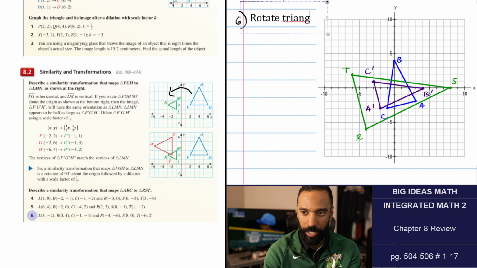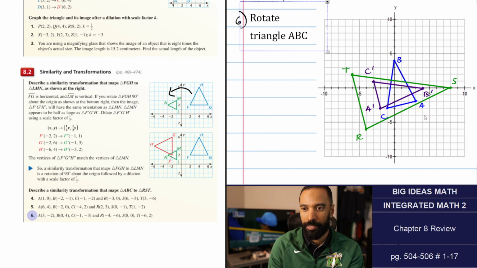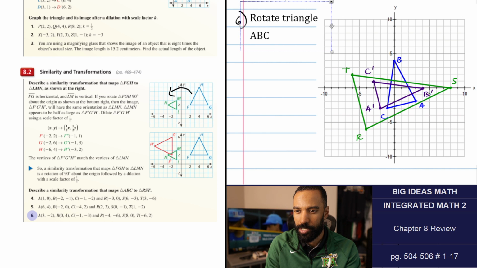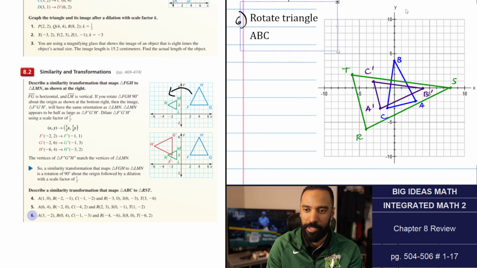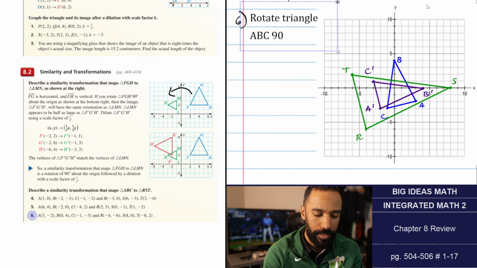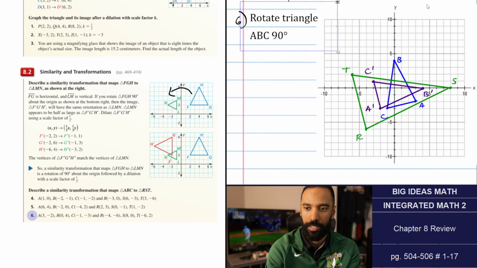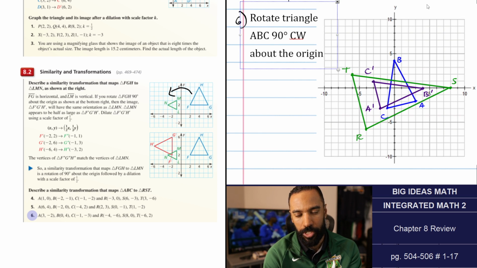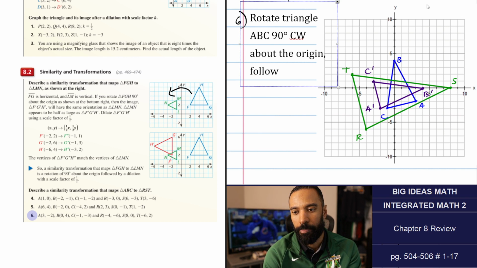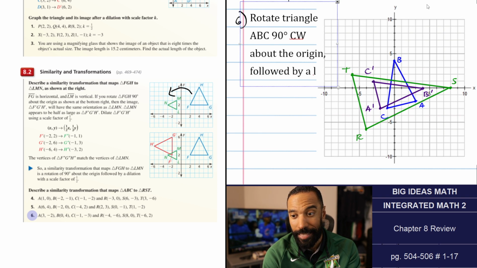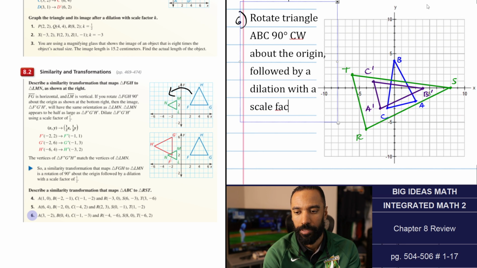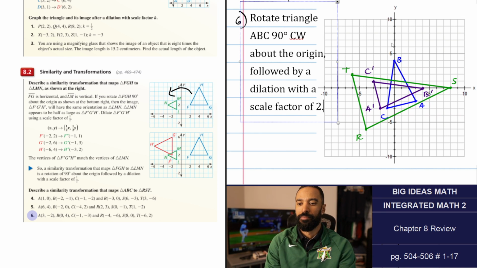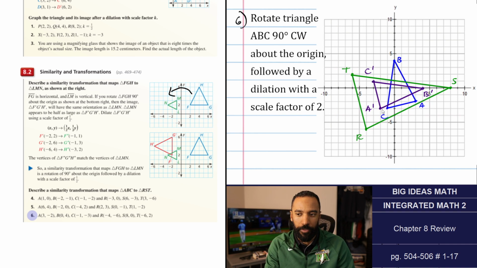Rotate triangle ABC. Man, I really need to stretch this out a little bit more. Rotate triangle ABC 90 degrees clockwise about the origin. About the origin is basically going to happen here. Followed by a dilation with a scale factor of 2. So we're doubling, and hopefully you understand the doubling effect, how far from the origin it's going.